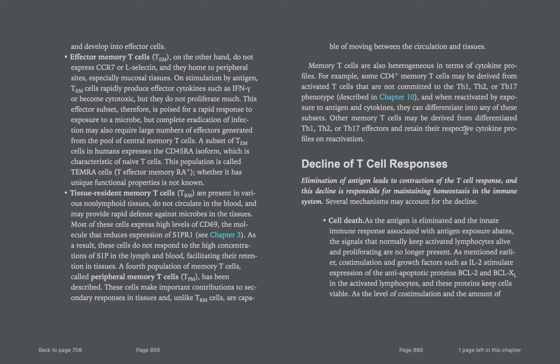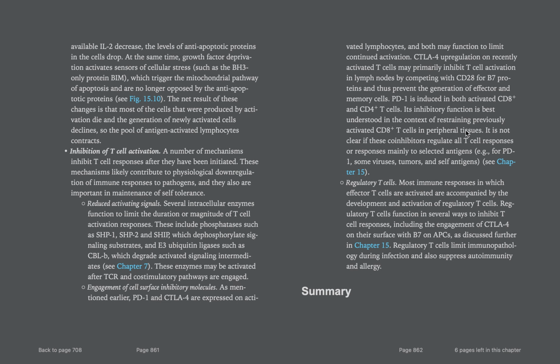The signals that normally keep the activated lymphocytes alive and proliferating are no longer present. As mentioned earlier, co-stimulation and growth factors such as interleukin-2 stimulate expression of the anti-apoptotic proteins BCL2 and BCL-XL in the activated lymphocytes, and these proteins keep cells viable. As the level of costimulation and the amount of available interleukin-2 decrease, the level of anti-apoptotic proteins in the cell drops.